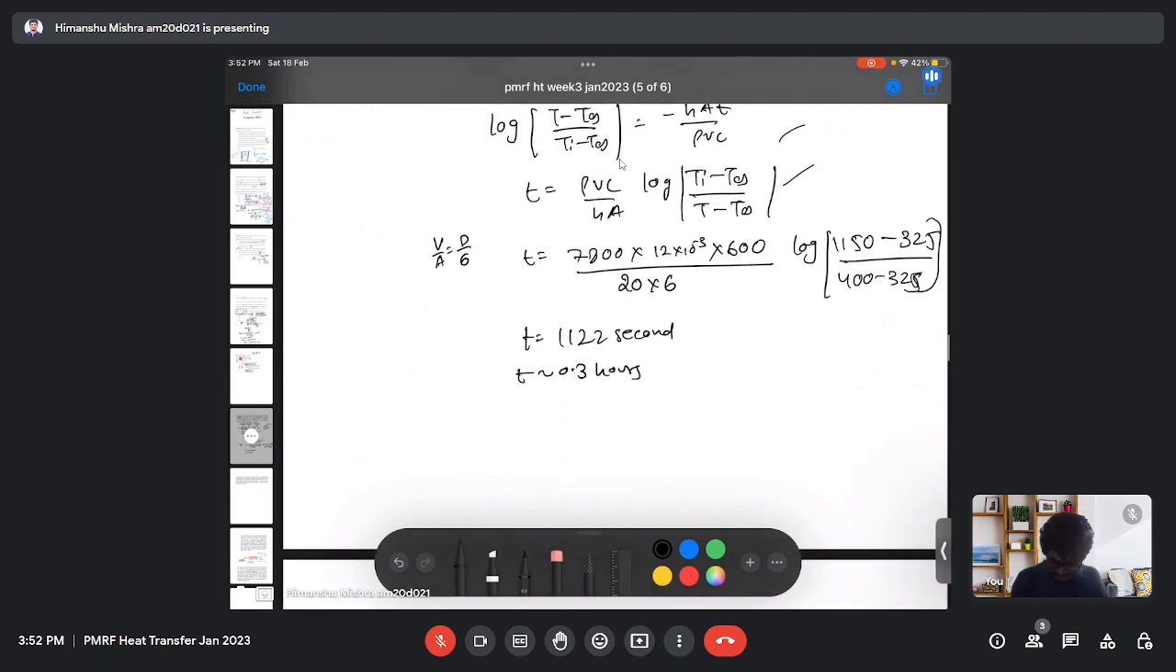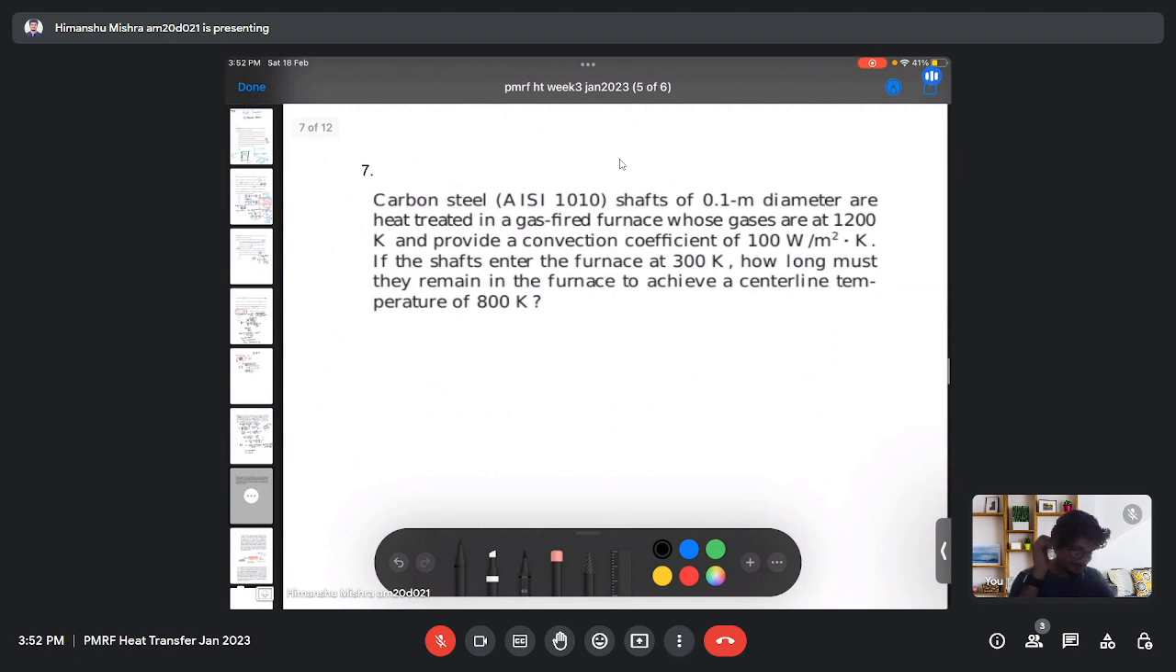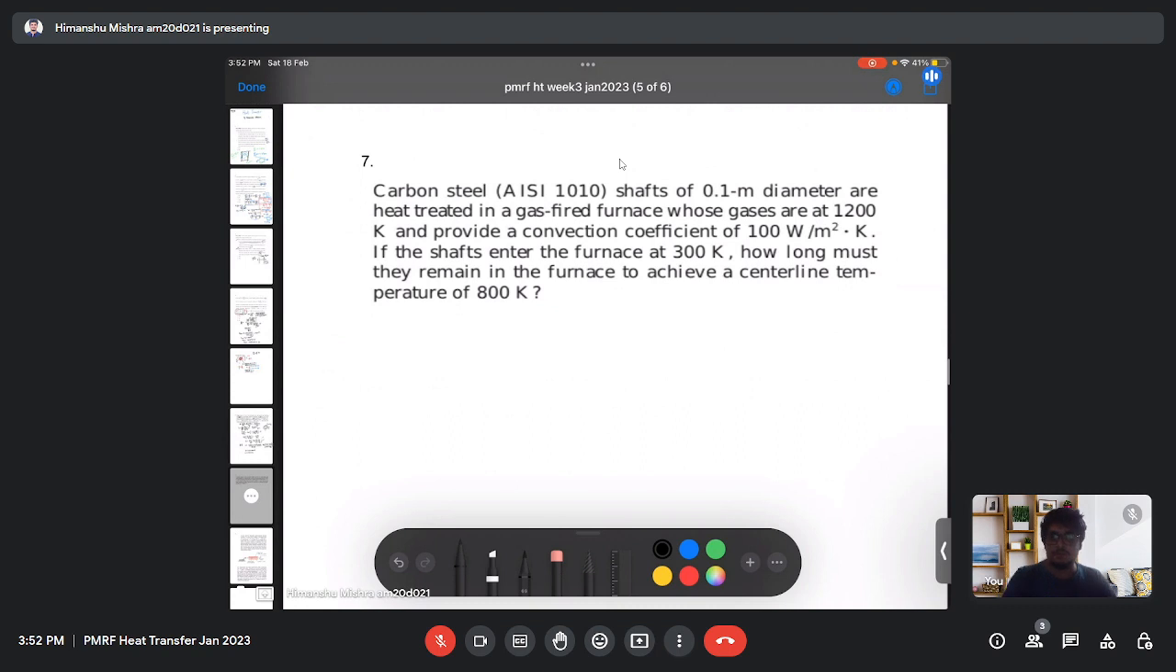Yeah. So let's move to the next question. The next question is the same concept. We have a carbon steel shaft of 0.1 meter diameter that is heat treated in a gas-fired furnace whose gases are at 1200 Kelvin and provide a convection coefficient of 100. When the shaft enters the furnace at 300 Kelvin, how long must it remain in the furnace to achieve a centerline temperature of 800 Kelvin?